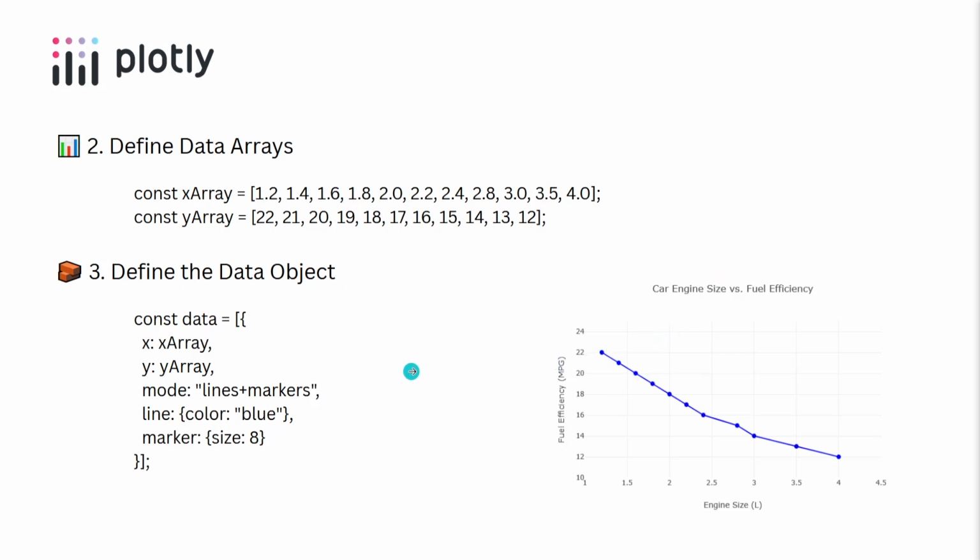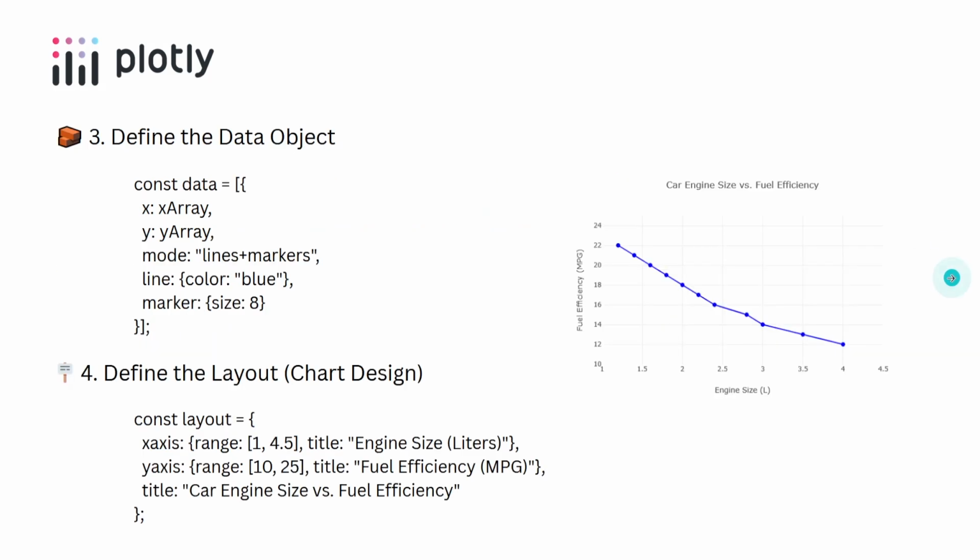Then after defining the data object, we need to define the layout. I want to say the chart design. For that, here we define a variable layout. Then inside the curly braces, in our x-axis I want to print values between 1 and 4.5. So it starts from 1 and goes up to 4.5. And in our y-axis, here we set the range between 10 and 25.